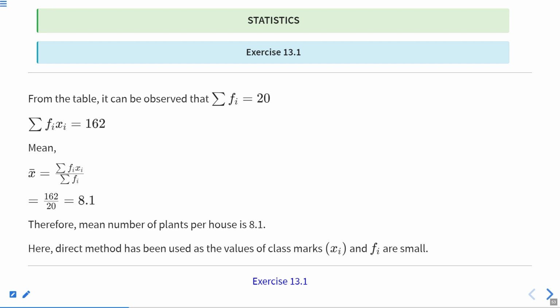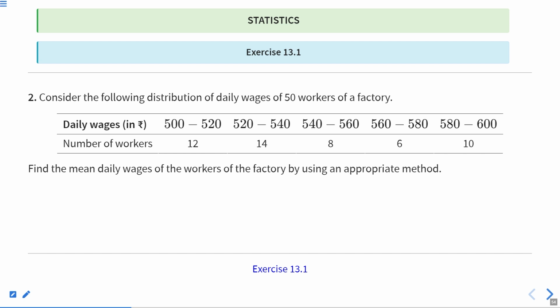From the table it can be observed that summation fi is 20 and summation fi xi is equal to 162. If we now use the direct method, then the mean x bar is equal to summation fi xi divided by summation fi, which is 162 by 20, that is equal to 8.1. Therefore, the mean number of plants per house is 8.1. Hence the direct method has been used, as the values of class marks xi and fi are small. That is why we use the direct method here to calculate the mean. Now let us move to the next one.